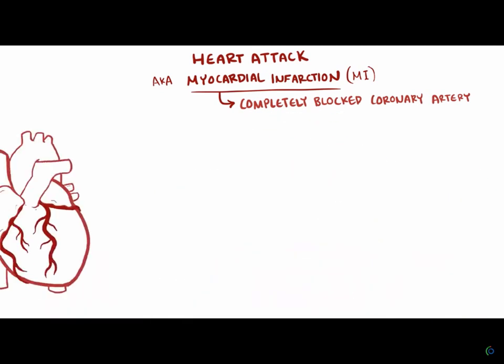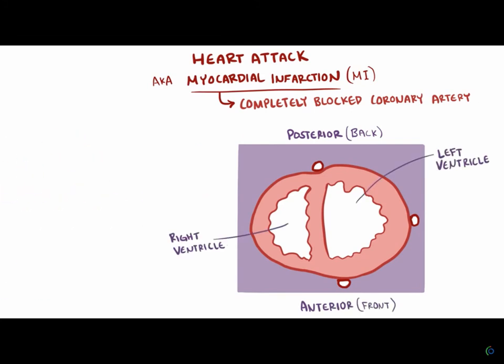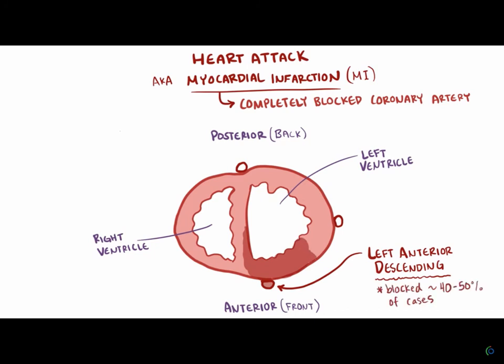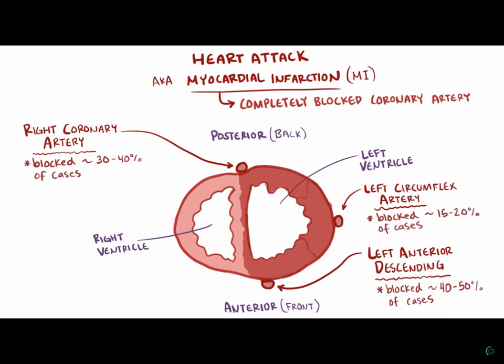So now let's change views a bit. If we take a slice of the heart like this, with this side being posterior or the back, and this being anterior or the front, with the left and the right ventricles here, then we have the three most commonly blocked arteries: the left anterior descending, or LAD, which supplies blood to the anterior wall and septum of the left ventricle, which accounts for about 40 to 50% of cases; the right coronary artery, or the RCA, which covers the posterior wall, septum, and papillary muscles of the left ventricle, accounts for about 30 to 40% of cases; and finally the left circumflex artery, or the LCX, which supplies the lateral wall of the left ventricle, about 15 to 20% of cases. Notice that the majority of these areas supply the left ventricle.